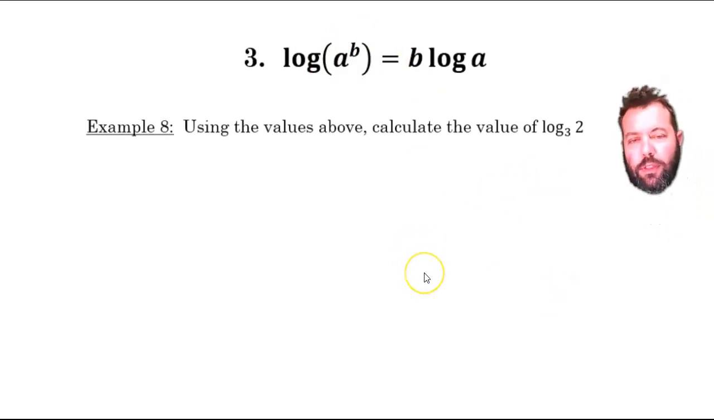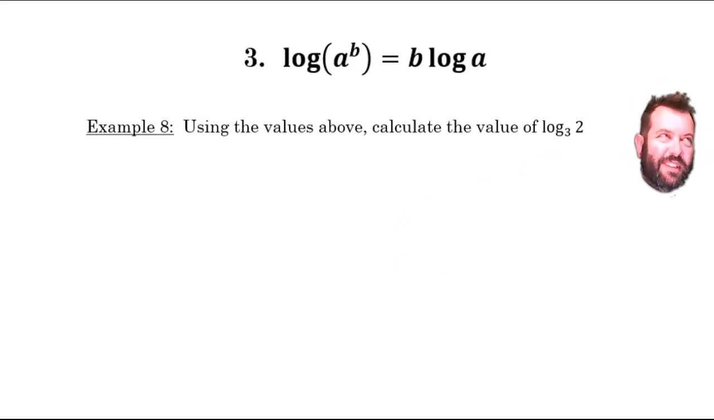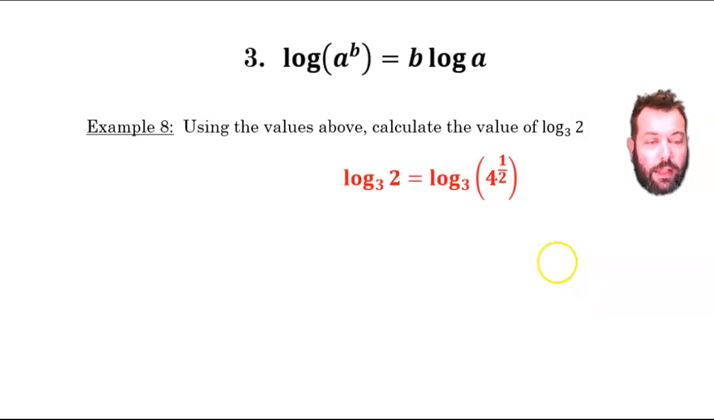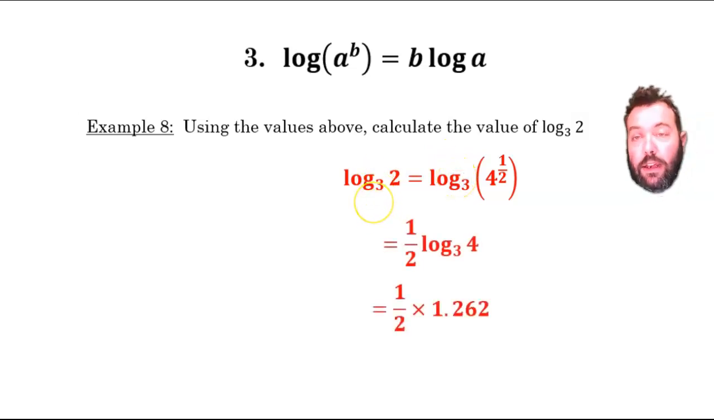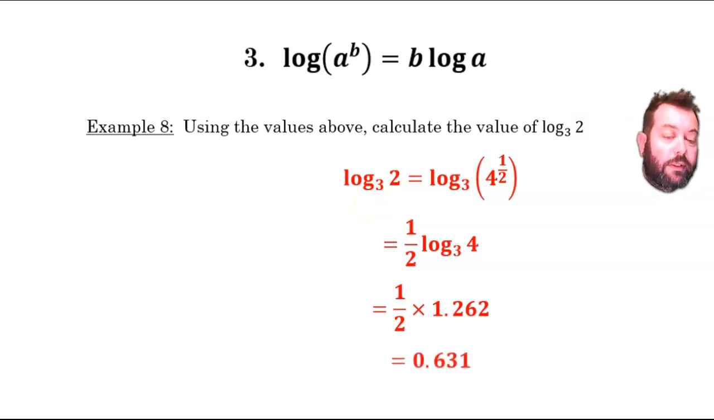So, using those values above, we're asked to calculate the value of the log of 2. Well, again, I've got a 4 and a 5. How does that relate to this? Perhaps we could think of 2 as 4 to the power of 1/2. 2 is the square root of 4. Another way of saying square root is to the power of 1/2. So that's 4 to the power of half, which is 1/2 of the log of 4, which is half of that value we were given, which is about 0.631.